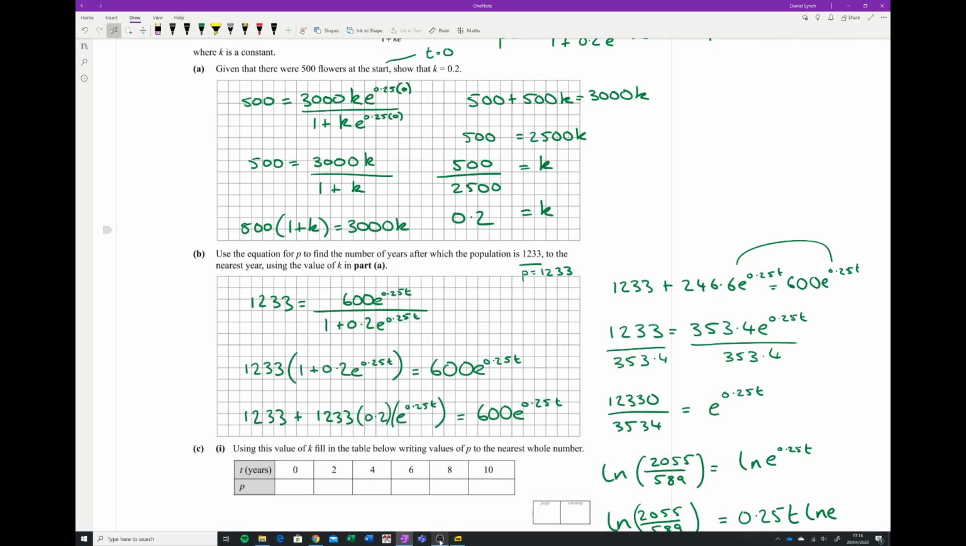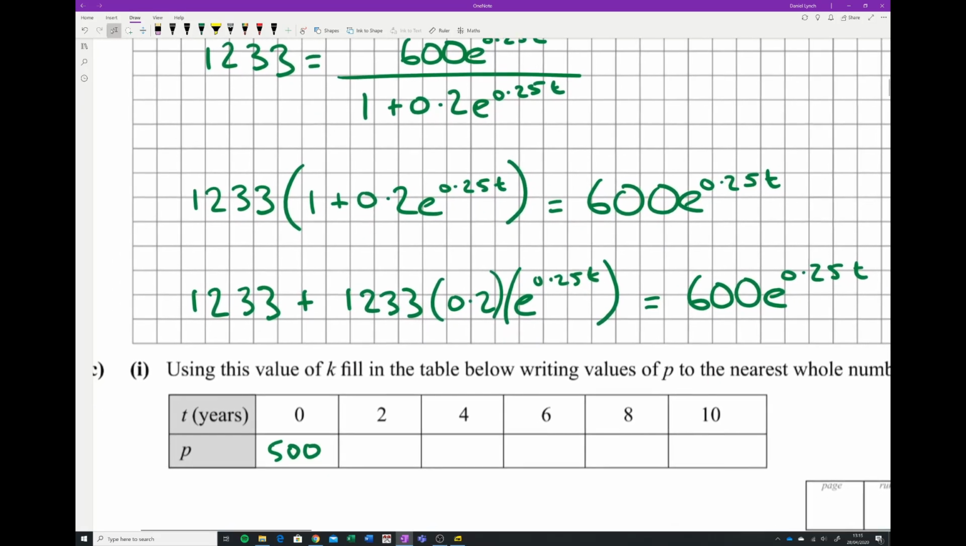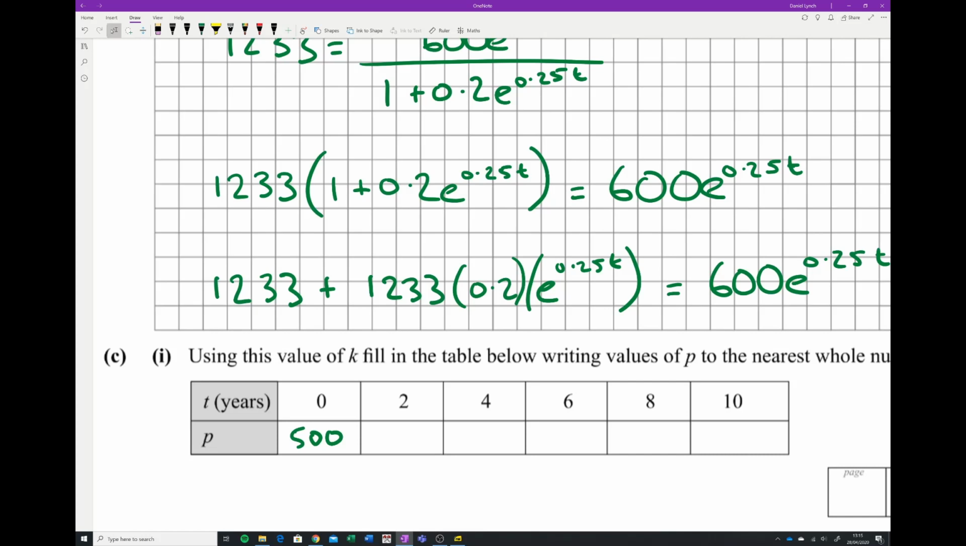Okay, having done that, when we place 0 in, we get 500. We actually knew that one already. We might zoom in on this so it's a little bit clearer. After 2 years, you will have, so I think it asks p to the nearest whole number, so that's 744.